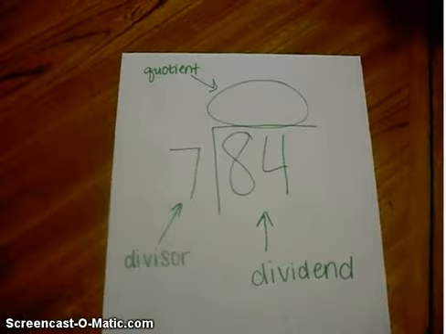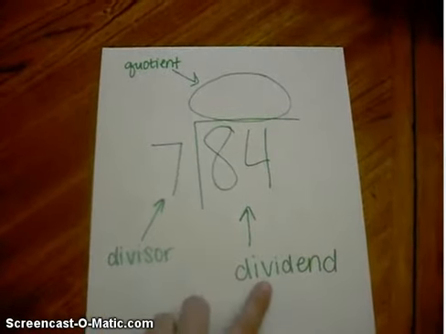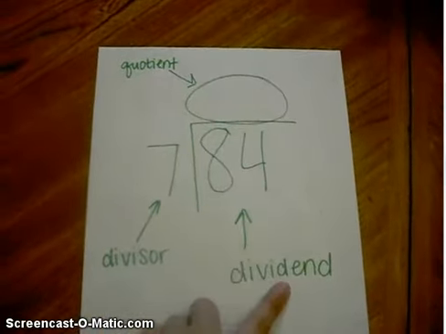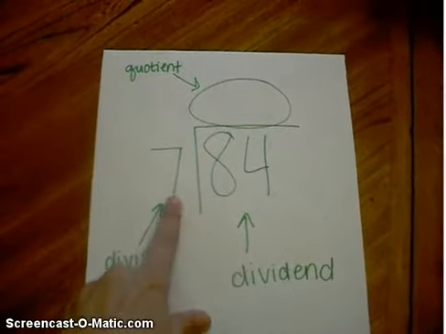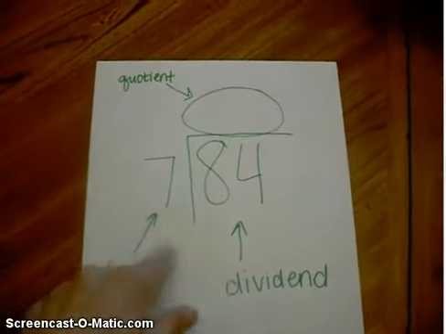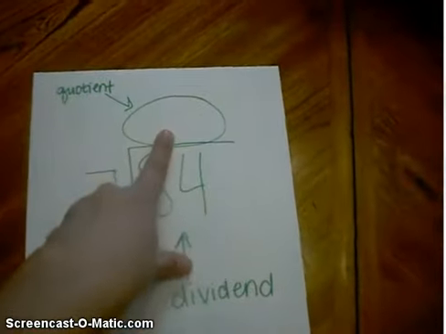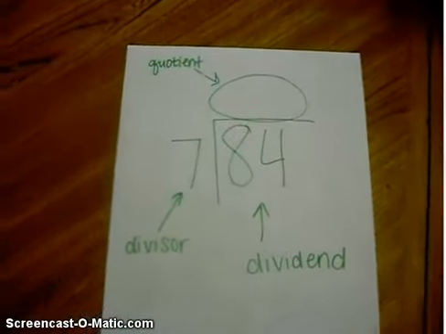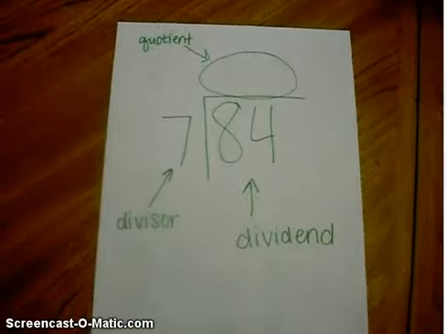Just a quick vocabulary review for us. The number underneath our division bracket is always called the dividend. The number that we are dividing by is our divisor. And when we solve this problem in just a minute, our answer goes up top, and we call that the quotient. Alright, we're going to go back to the computer and try to solve this problem.